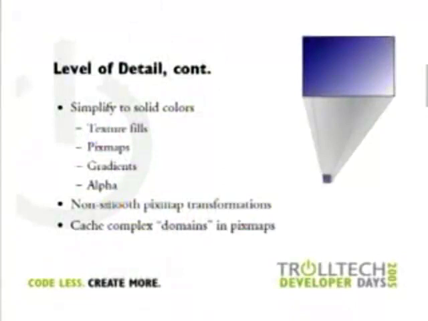Other things you can do is to simplify complex fills to solid colors, making use of texture fills, pixmaps and gradients and alphas. You can map these into solid colors. And I've tried to make my point with the gradient on the side there. There's a gradient on the big one. On the low one, it's just the average color. And at that distance, it's mostly not visible.